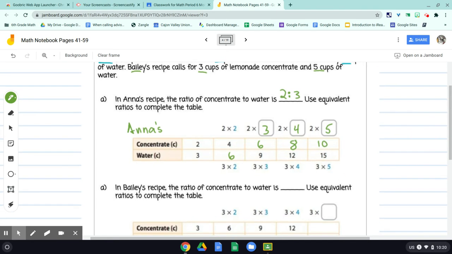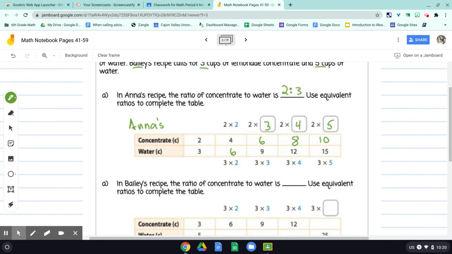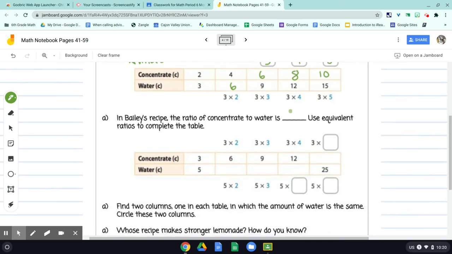So that's Anna's recipe. Bailey's is a little bit different. It says Bailey uses 3 cups of concentrate for every 5 cups of water. And so what I'm going to do is put Bailey's name here so that we know that this is her table. Looking at this, it says concentrate 3 cups to 5 cups of water. So if she wanted to double that, she would multiply 3 times 2 to get 6, and then she'd multiply 5 times 2 to get 10. So she'd use 6 cups of concentrate, 10 cups of water.